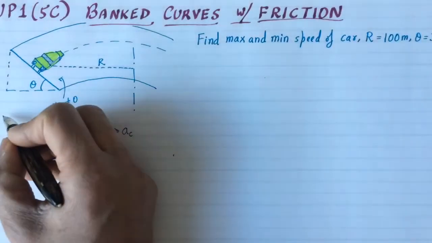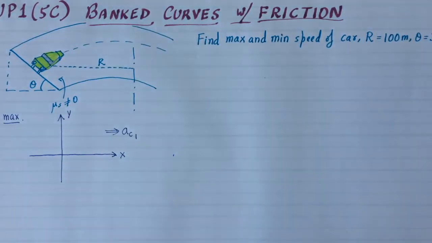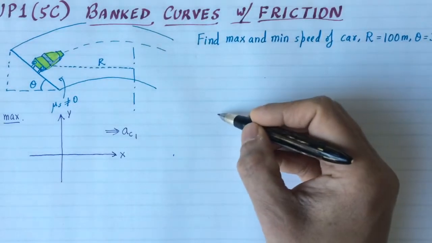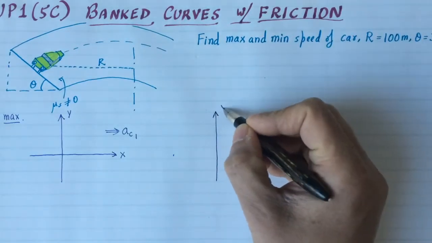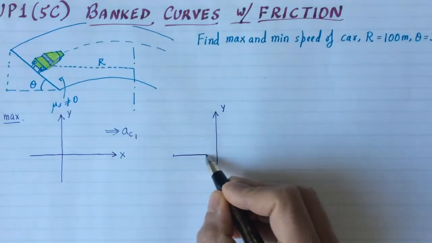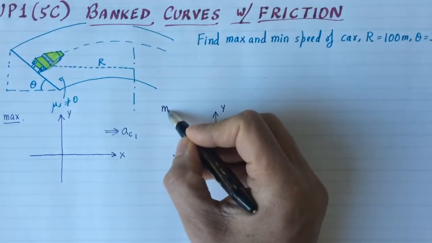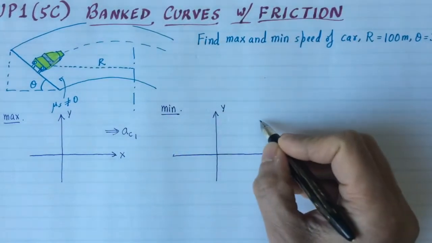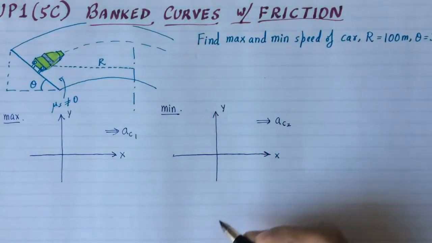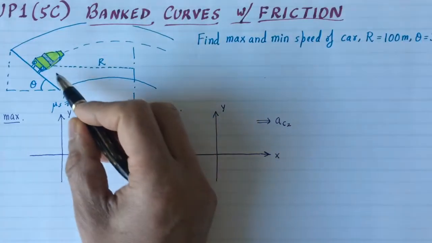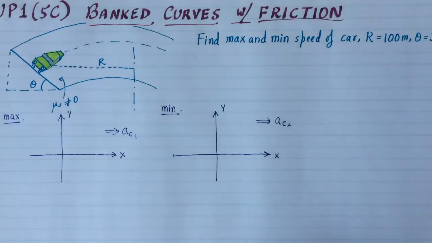For the maximum speed case, let's call the centripetal acceleration a sub c 1. And I'm going to draw the minimum speed case right next to it for comparison. I will call the minimum speed case by the subscript 2. In circular motion, the acceleration is always towards the center of the circle. So it's going to be towards this imaginary pole in the middle.